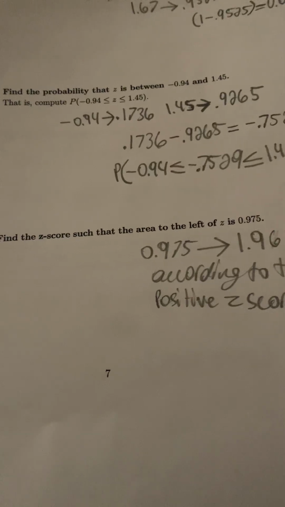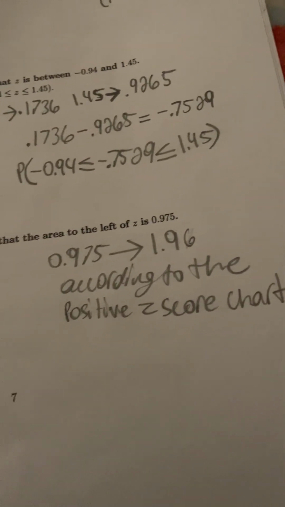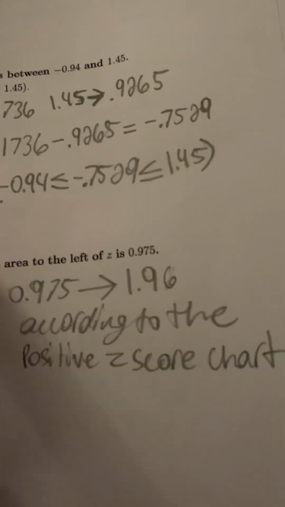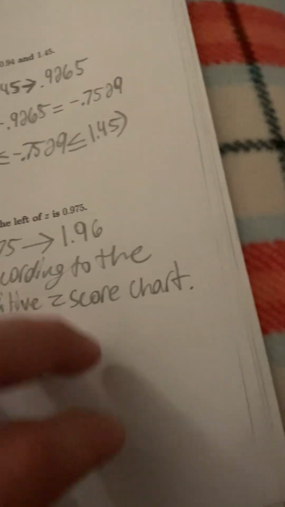Find the z-score such that the area to the left of z is 0.975. So you look in your z-score chart to find this, and that gets you 1.96, according to the positive z-score chart.